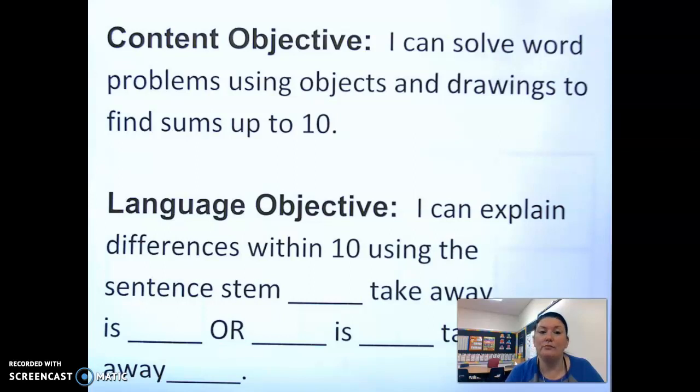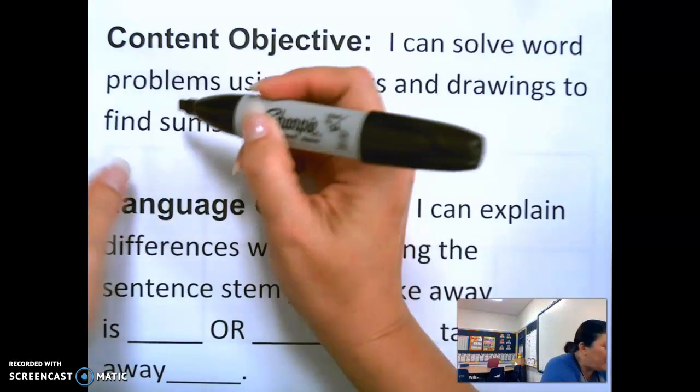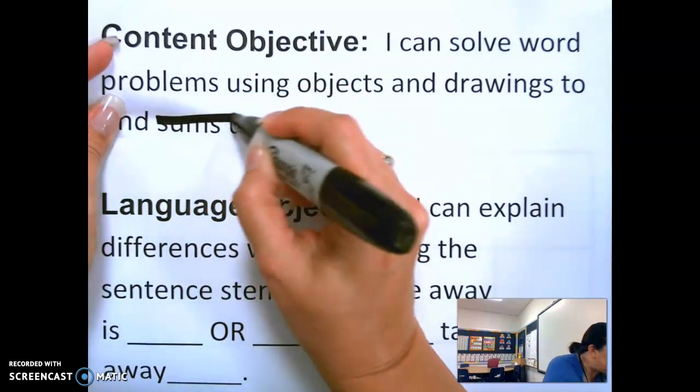Otherwise, we're going to go ahead and move on to today's content and learning objective. Today's content objective says, I can solve word problems using objects and drawings to find sums up to 10. Well, first of all, Miss Langford has made a mistake. And you know what? That is okay, because one of the habits of a mathematician is that mathematicians make mistakes. Today we are working on subtraction. So we are not working on sums, boys and girls. We are working on differences.